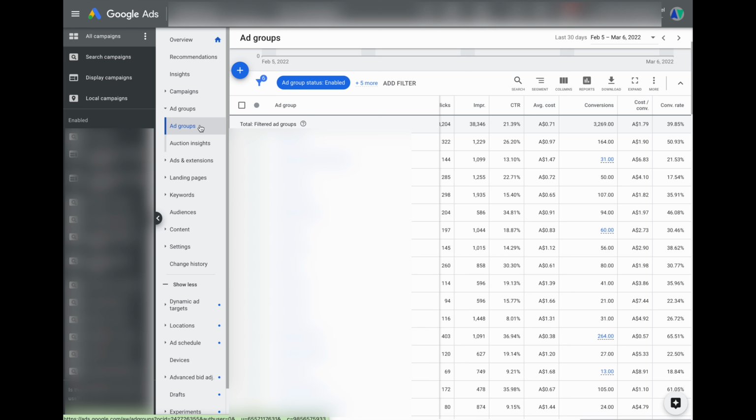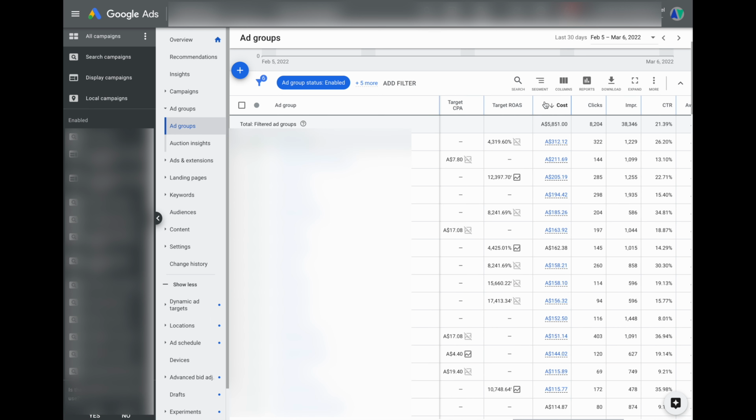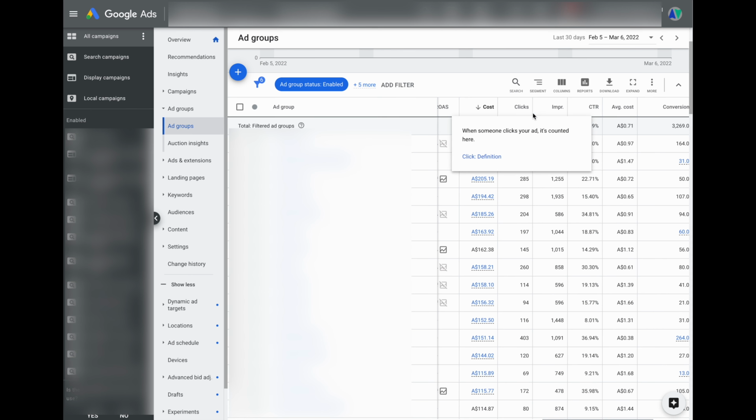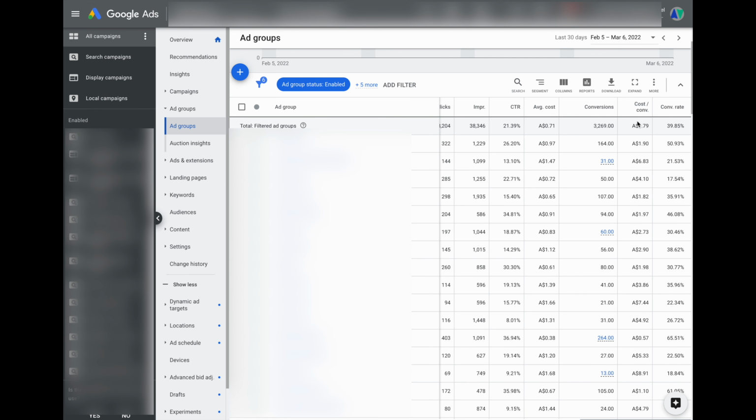To go about optimizing your campaign by ad groups, you firstly want to go into your campaigns, and then into ad groups. And then this will bring up all of our individual ad groups. And then what I like to do is to filter it by cost. And the reason for that is because we want to be spending our time and focus on the current ad groups which are spending the most money. And then from there, we want to go over and check our cost per conversion or our conversion rate.